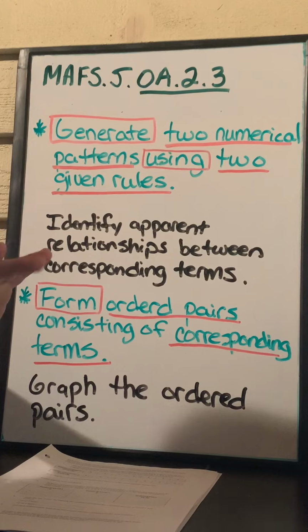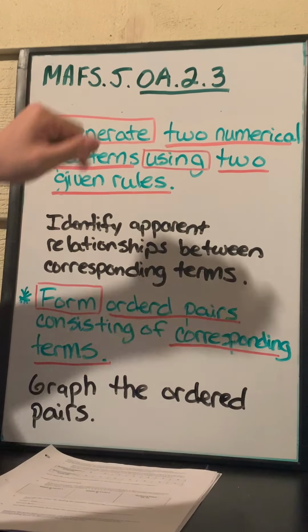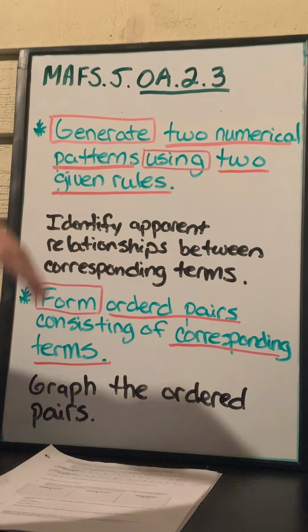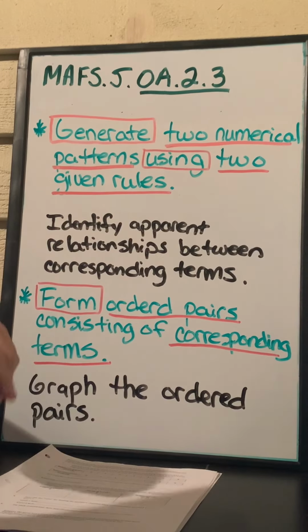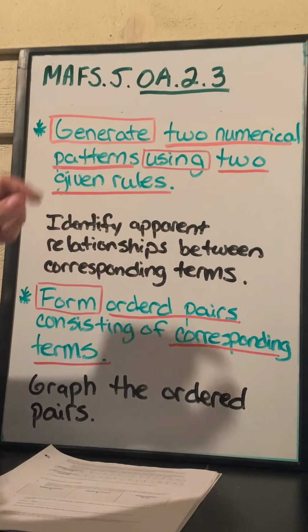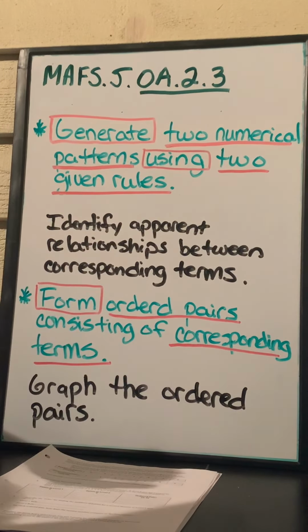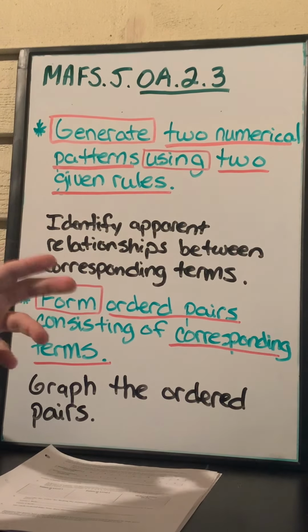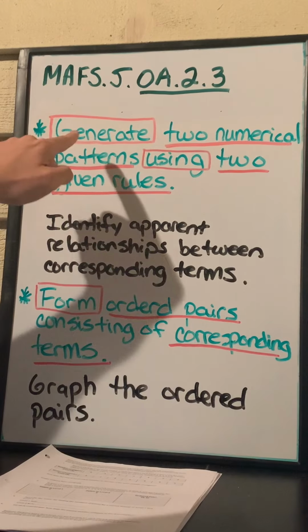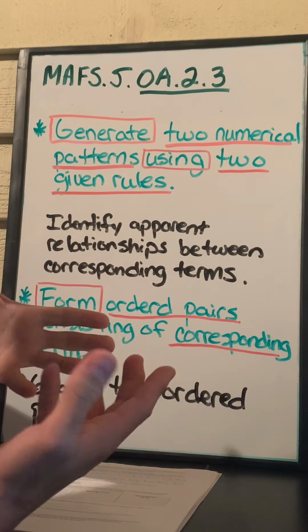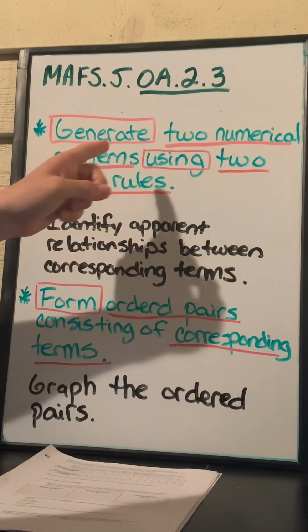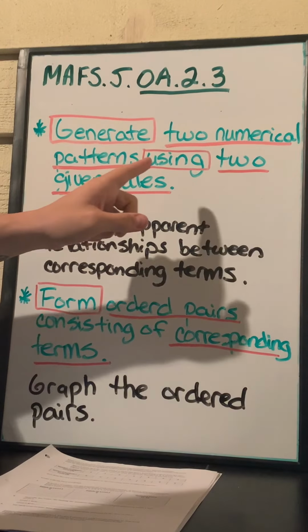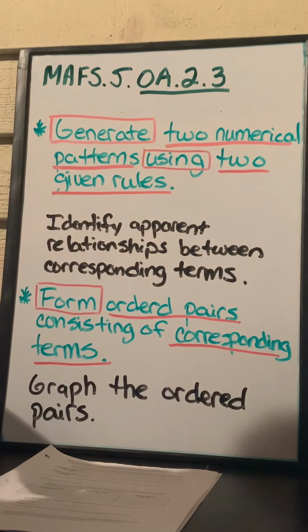For this week, we're going to be focusing on OA 2.3. You can see here, there are four main parts to OA 2.3. The first part is to generate two numerical patterns using two given rules. Now, this is going to be quite simple. First, you see the word generate. The word generate pretty much means to create. So we're going to create two patterns, and we're going to be creating these by using two given rules. Once you see the examples, this is going to be pretty easy to go through.